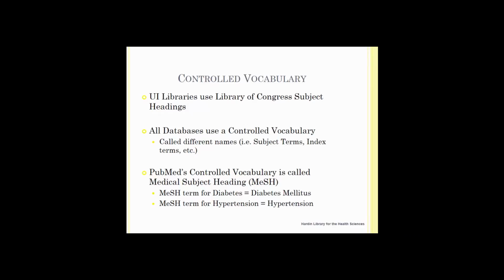So for example, you'll notice that I've got listed the MeSH terms for diabetes and hypertension. And sometimes those MeSH terms are exactly like the terms that you've entered, and sometimes they're different. So for example, in PubMed, if you were to type in pet therapy, PubMed will map pet therapy to the MeSH term for pet therapy, which is actually animal-assisted therapy.